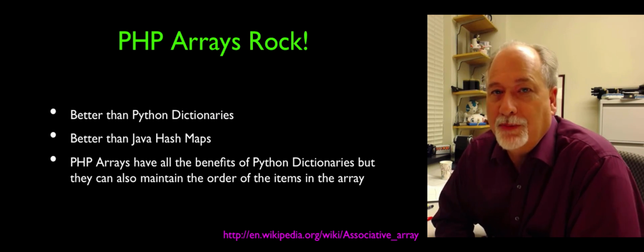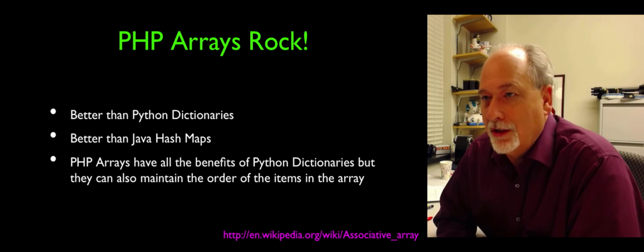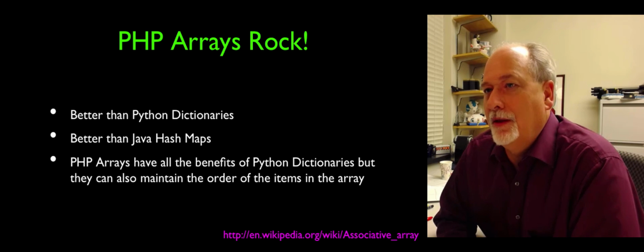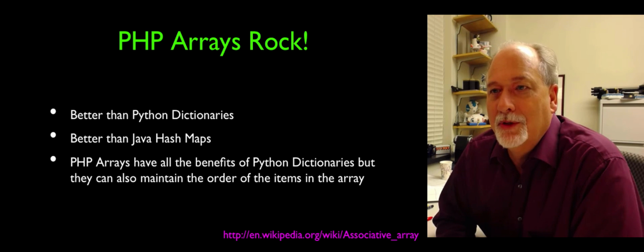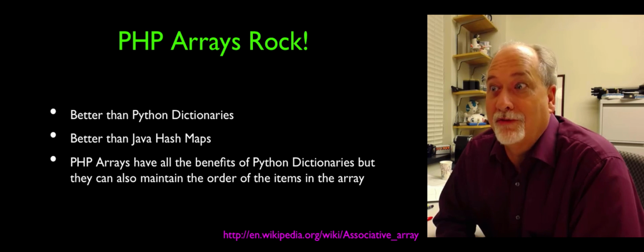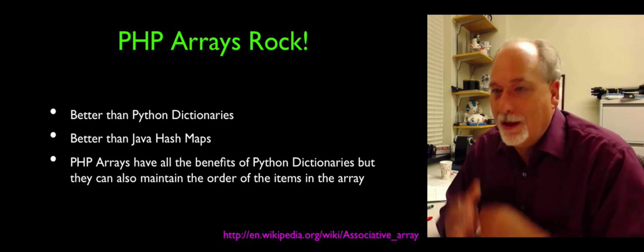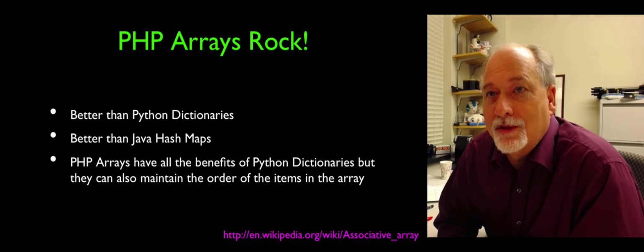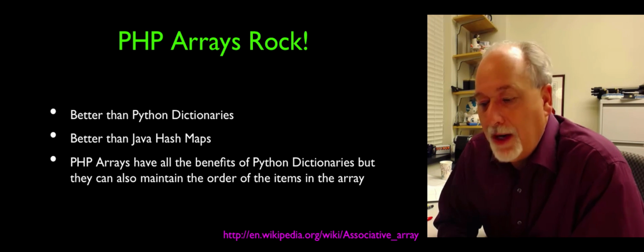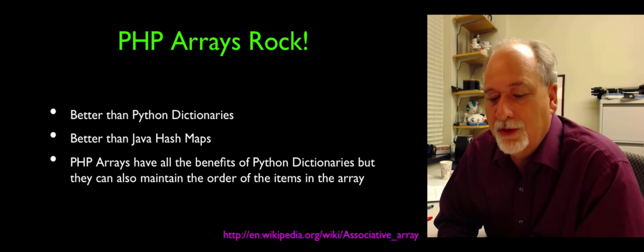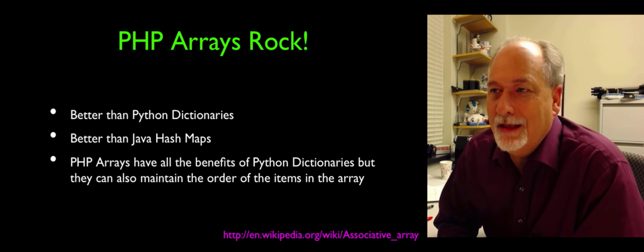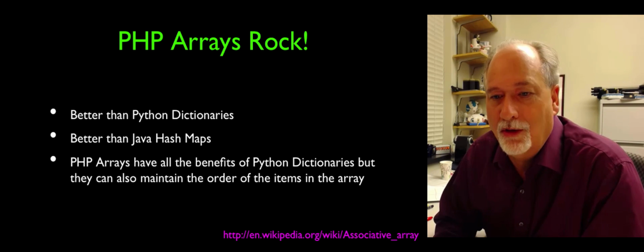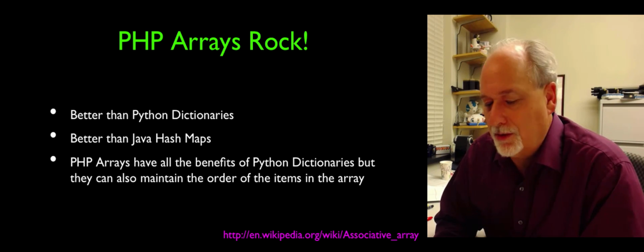So PHP arrays, as I've said in earlier lectures, are just amazing. They are probably the most beloved feature of PHP. When people learn PHP as their first language and then go to other languages, they're like, oh, I miss my associative arrays, because they're so amazing and so flexible. Python dictionaries are less flexible. Java hash maps are less flexible. They are in the general category of associative arrays, but not nearly as flexible and easy to use as the PHP ones.